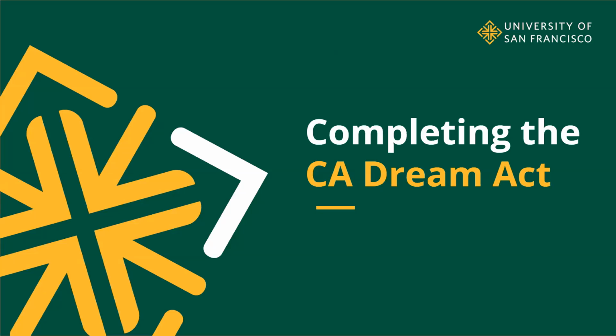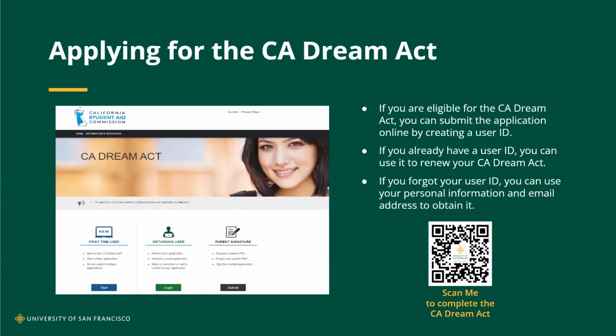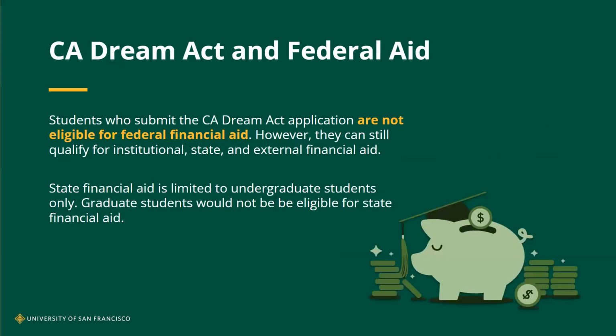Now, this next section, we're going to go over how to complete the California DREAM Act. To apply for the California DREAM Act, if you are an eligible student, you can go ahead and submit your application online by creating a user ID. If you already created a user ID, then you can simply use it to renew your application. And if you forgot your user ID, you can use the email address that you used to reset your password. You can use this little QR code and it will take you to the California Student Aid Commission site to complete the California DREAM Act.